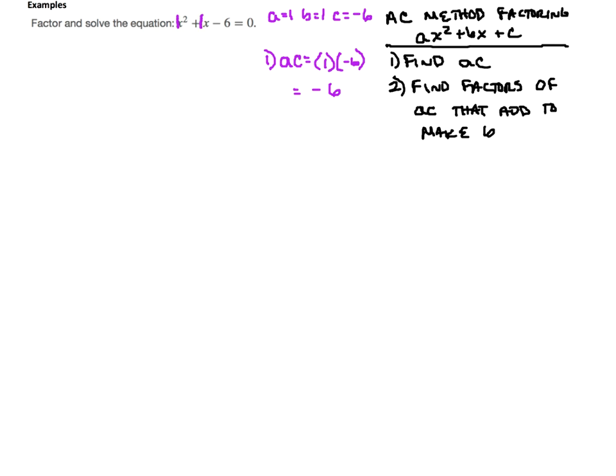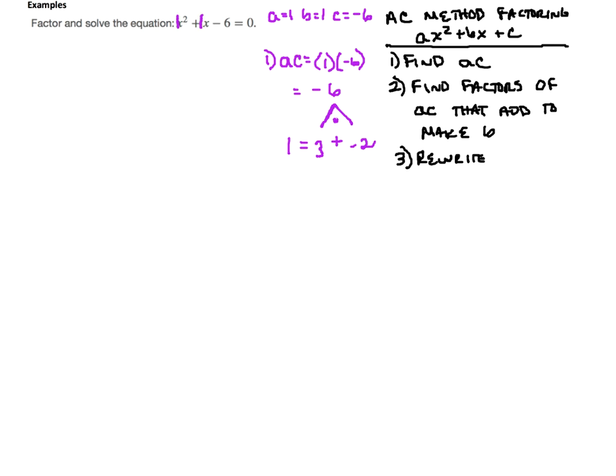So what I'm looking for here are values that multiply to make negative 6, but add to make 1, which is B. If you think about it, to multiply and make a negative number, you've got to have one positive and one negative number. So the factors of negative 6 that add to make positive 1 would be positive 3 and negative 2. You're going to use those two factors that you just figured out to complete step 3.